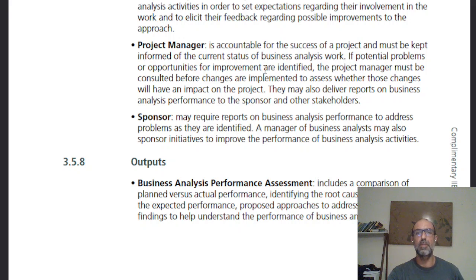Project manager is accountable for the success of a project and must be kept informed on the current status of business analysis work. Naturally, because somebody's managing the project from the company's side, right? From the client's side. Potential problems or opportunities for improvements are identified. The project manager must be consulted before changes are implemented to assess whether those changes will have an impact on the project or not. That only makes sense.